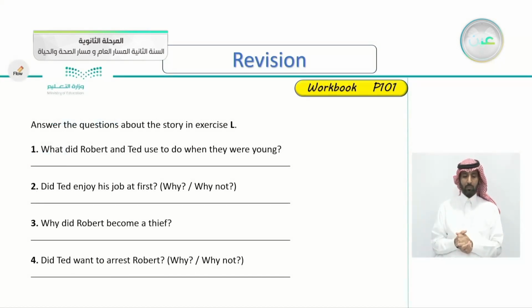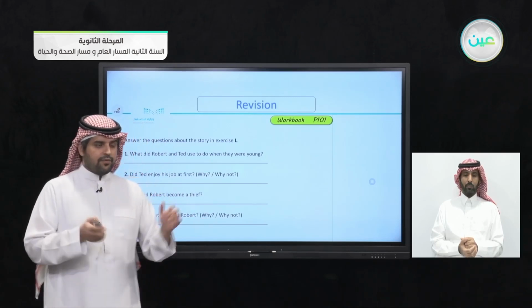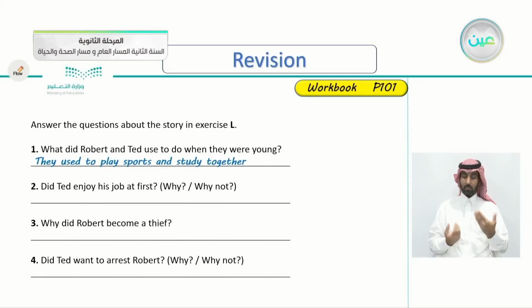Very good. So answer the questions about the story in exercise L, which we just read. Answer the questions here. What did Robert and Ted used to do when they were young? What did they used to do when they were young? Very good. They used to play sports and study together.